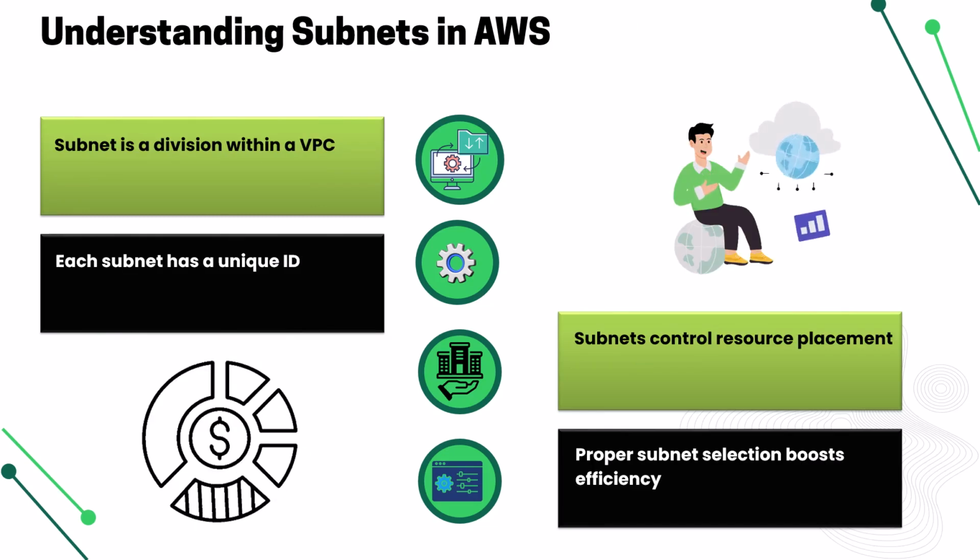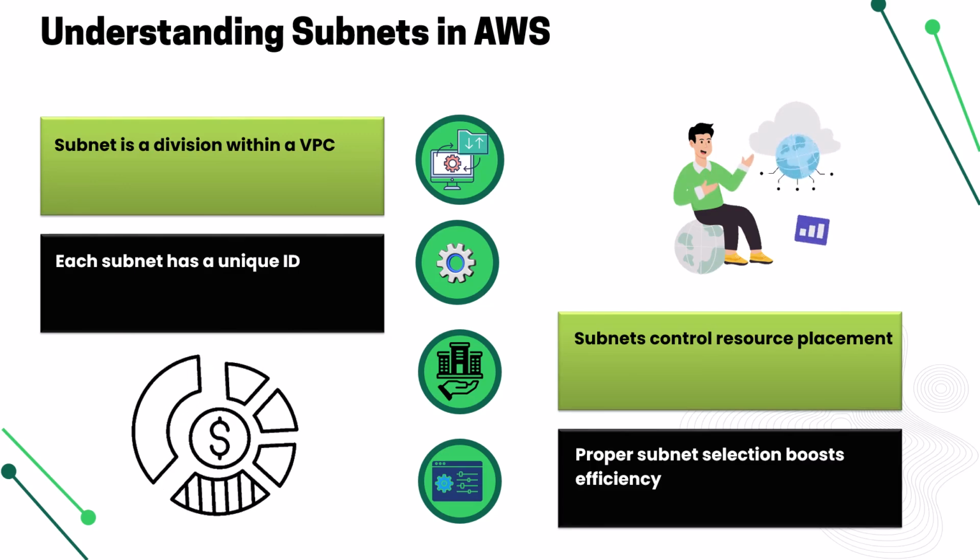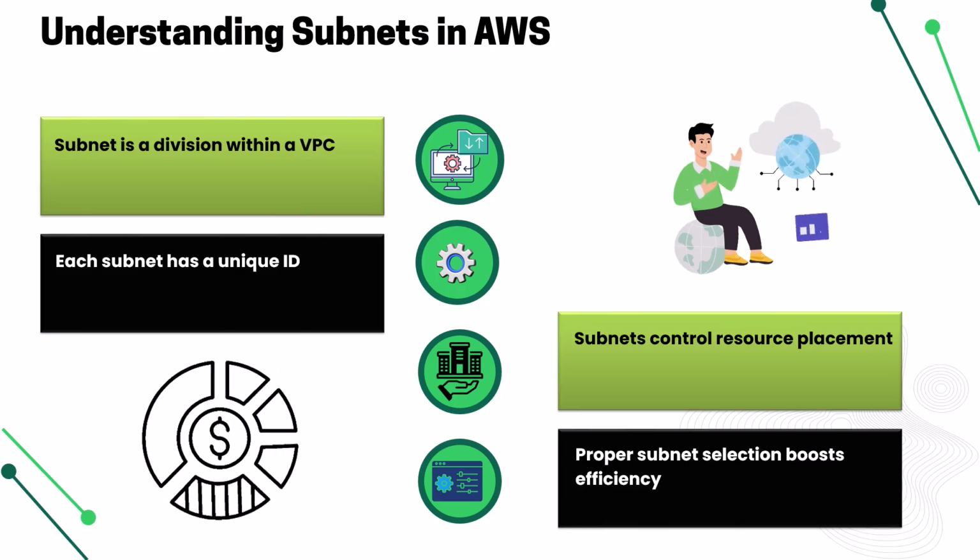Think of a subnet like seating in a theater. Your AWS resources need the right section to function optimally. Each subnet has a unique ID, which tells AWS where to place things like ELB. Picking the wrong subnet is like sitting in the front row when you needed the back. Let's make sure your ELB gets the VIP treatment.